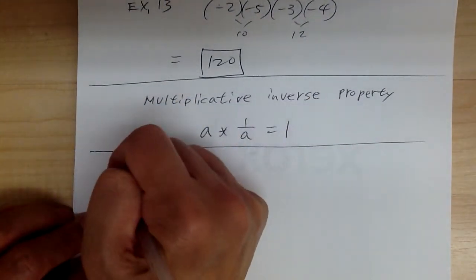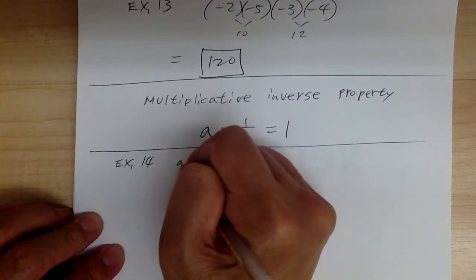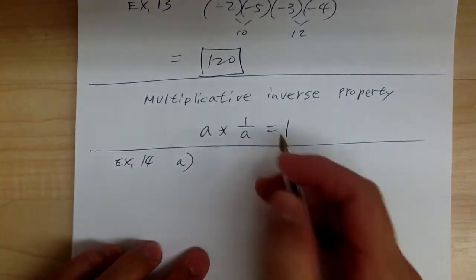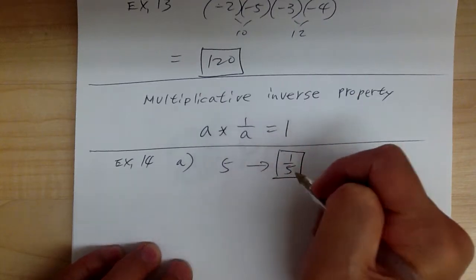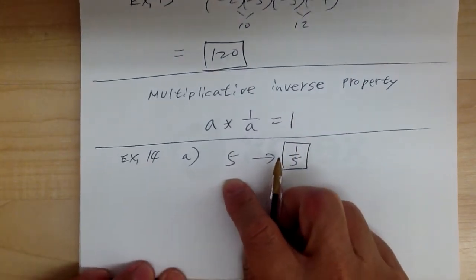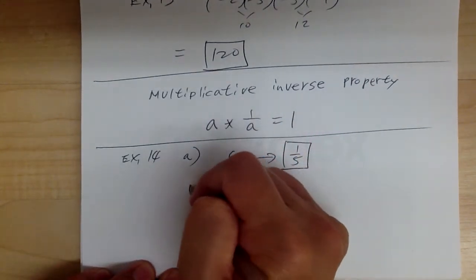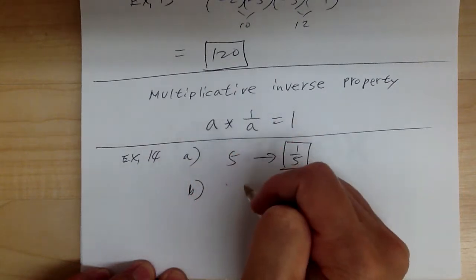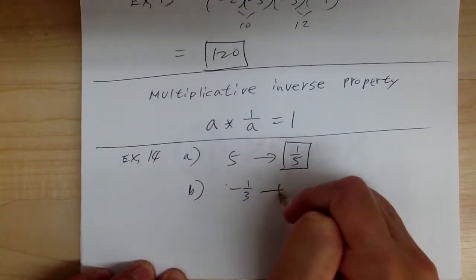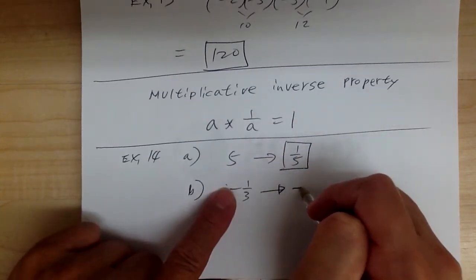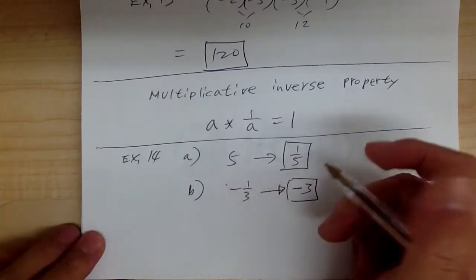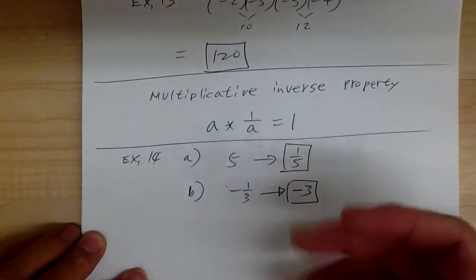So go to example 14a. When you have a 5, the reciprocal would be 1 over 5. Again, you're looking for reciprocals. So if you go to B, you have negative 1 over 3. When you flip it upside down, your reciprocal would be negative 3. Reciprocal means flip it upside down.